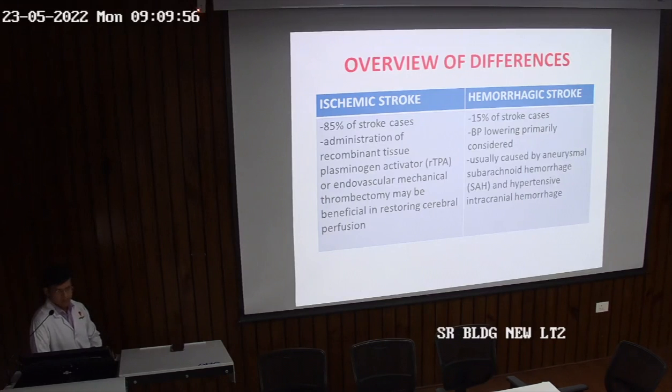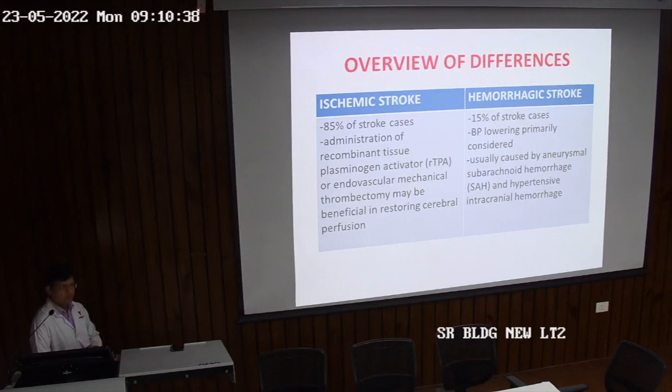In ischemic stroke, our main focus is on the administration of recombinant tissue plasminogen activator or endovascular mechanical thrombectomy. Ischemic stroke is due to occlusion of a vessel which produces cerebral ischemia. So our main focus is either thrombolysis, which is a medical treatment, or an invasive treatment in the form of endovascular mechanical thrombectomy. In hemorrhagic stroke, which is usually caused by hemorrhage, BP lowering is the primary concern. Hemorrhagic stroke is usually caused by aneurysmal subarachnoid hemorrhage or hypertensive intracranial hemorrhage.